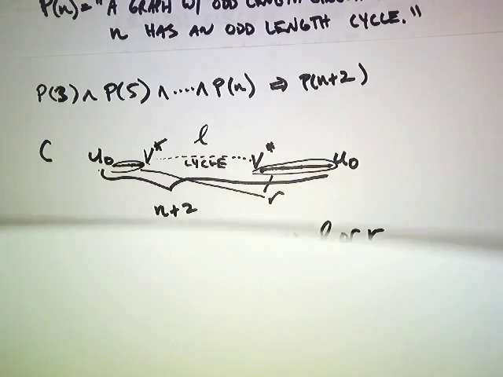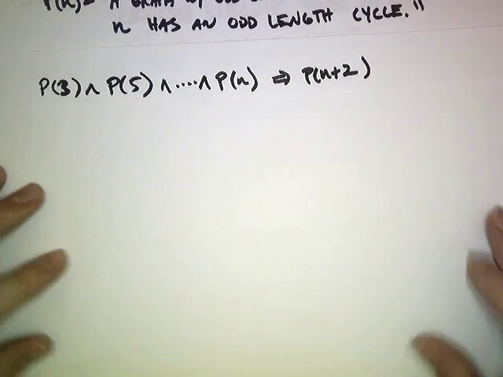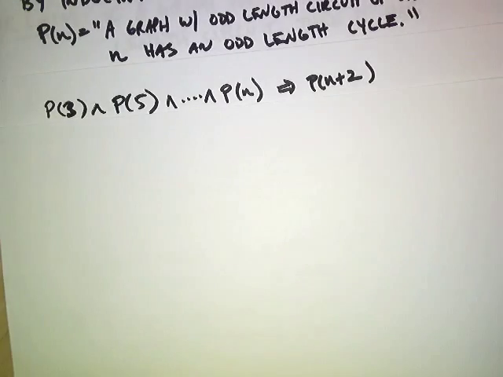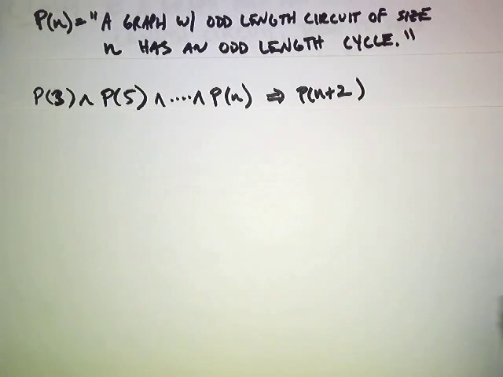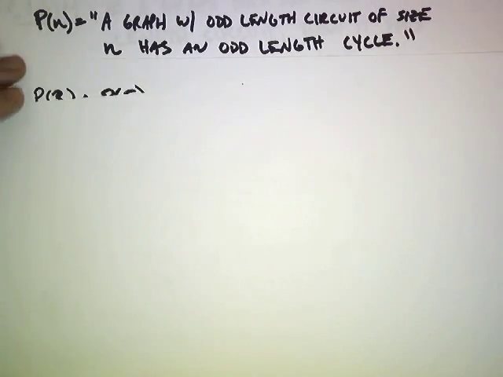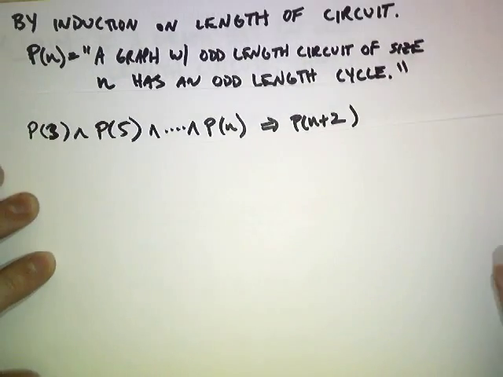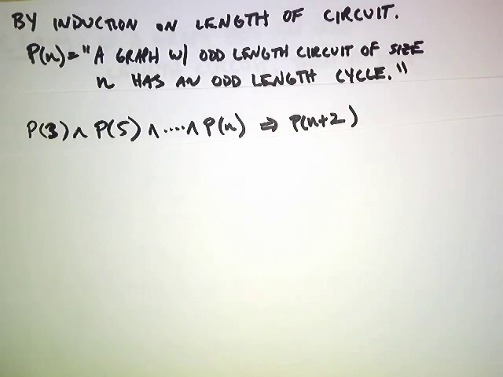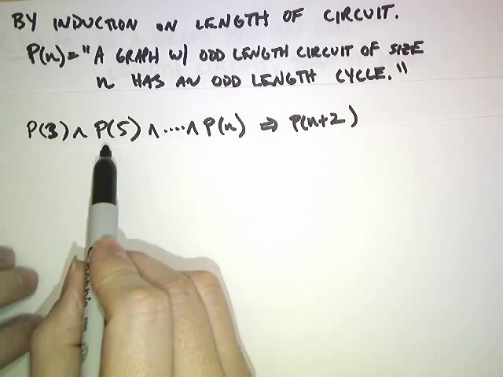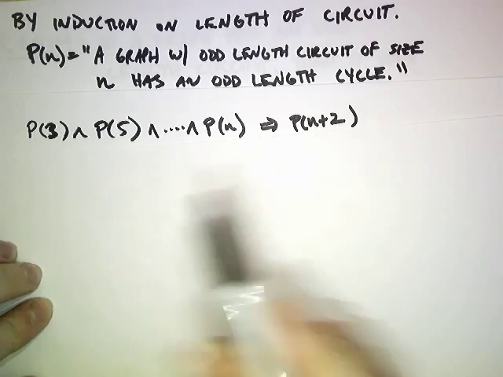Okay, so let's prove this more formally. Even if you understood the intuition, I suggest you watch the formal proof. It can help you understand the problem even better. That's the sort of point of proving things formally. So we need to show that P of 3 and so on and so forth up through P of n imply P of n plus 2.